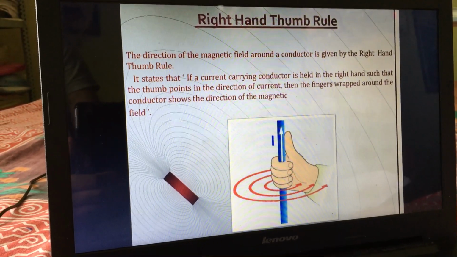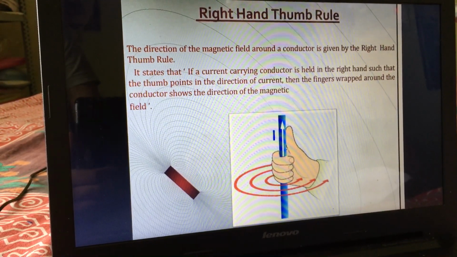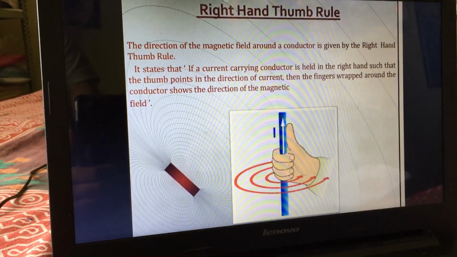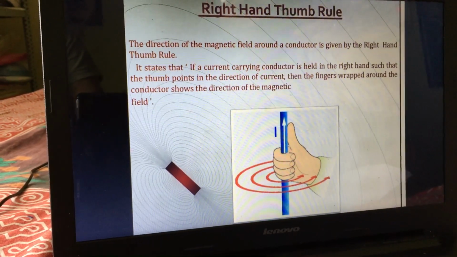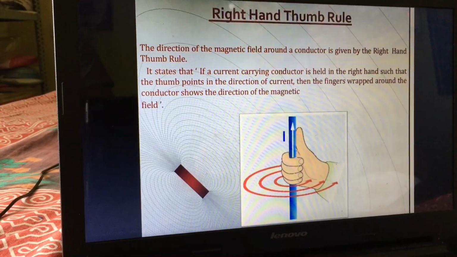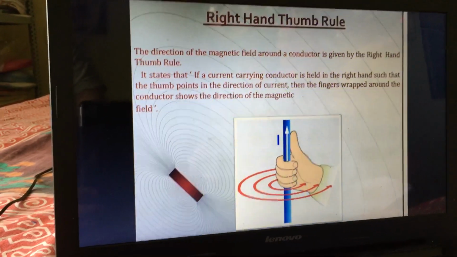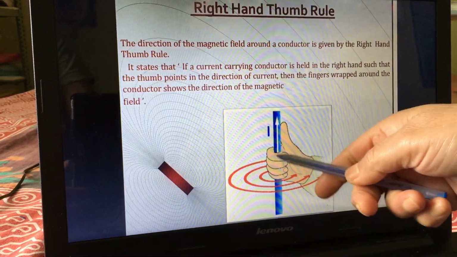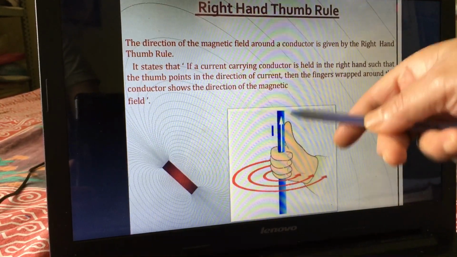Now, when we hold a current carrying conductor with our right hand, we don't do the foolish work of holding the current carrying conductor directly. No, we imagine that we can take a pen, a pencil, or a stick, and hold it with our right hand, as I am holding here, and the figure is given. Then what happens? The thumb indicates the direction of current, and the bent fingers will give the direction of magnetic field, and both are perpendicular to each other.